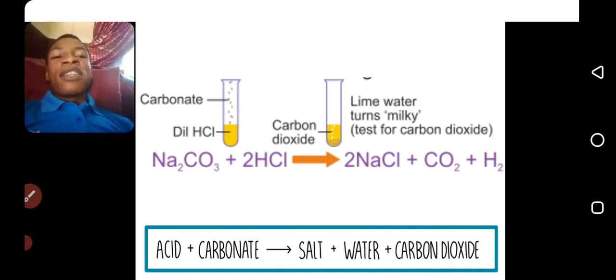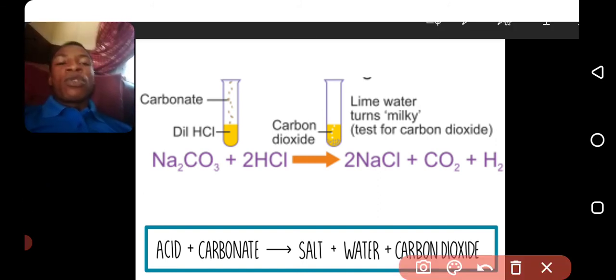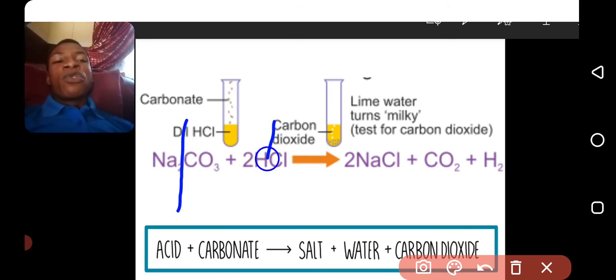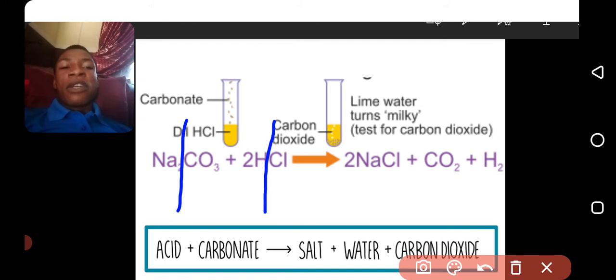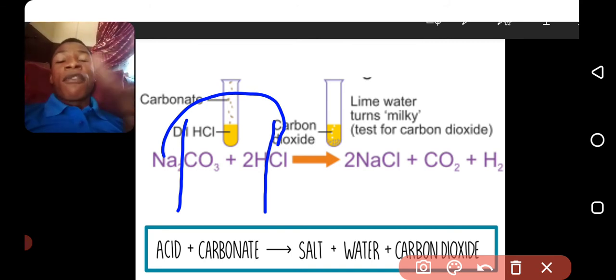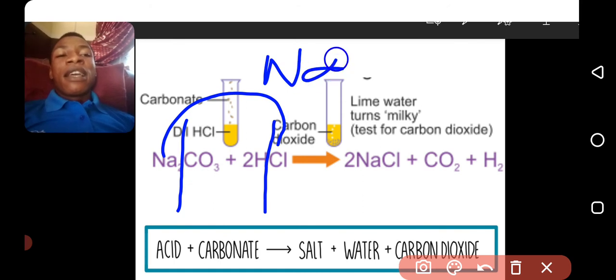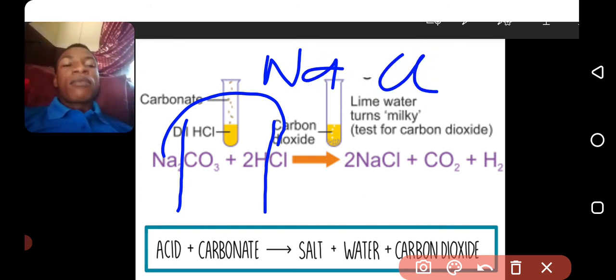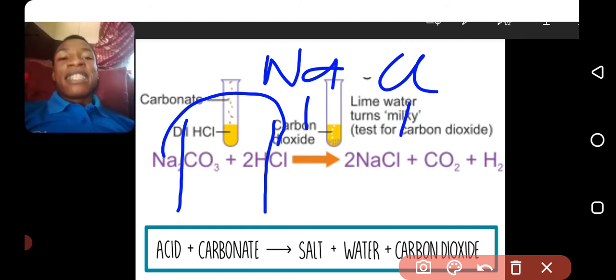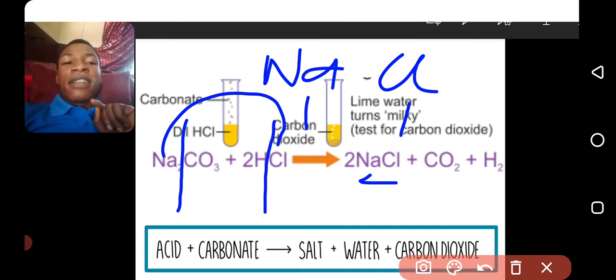Here we are having 2 units, sodium and carbonate. Here we are having 2 units, hydrogen and Cl. You can guess which will go to which. Sodium will pick up the chlorine because they have opposite charges. So Na and chlorine. Valency of Na is 1. Valency of chlorine is 1. So invariably we're getting NaCl that we have here.